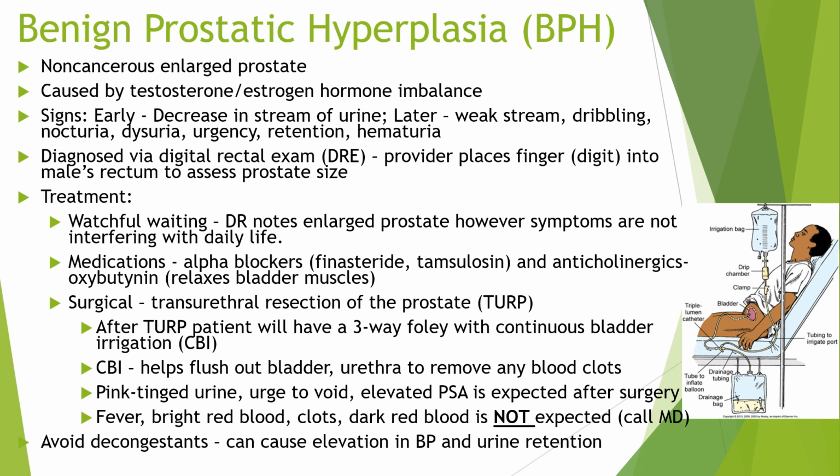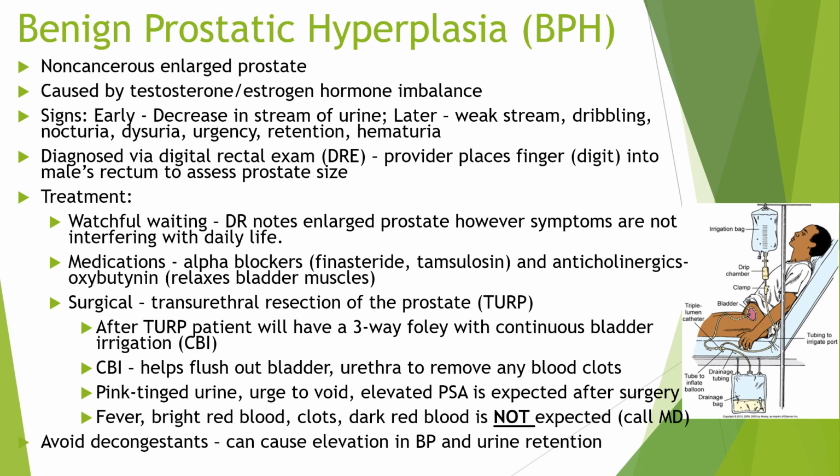Surgical is going to be that transurethral resection of the prostate, which is that TURP procedure I mentioned earlier. So with that TURP, after surgery we do expect the patient to have a three-way Foley with continuous bladder irrigation. So that's CBI, which I can show you in class. A CBI helps flush out the bladder and the urethra to remove any blood clots.